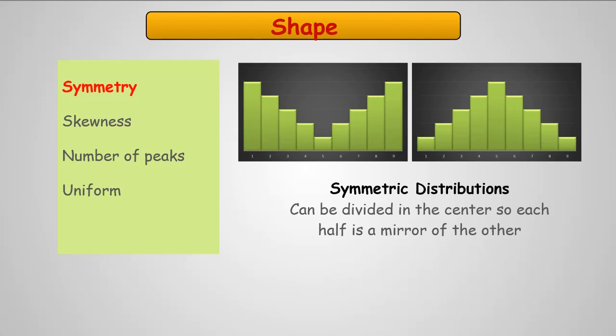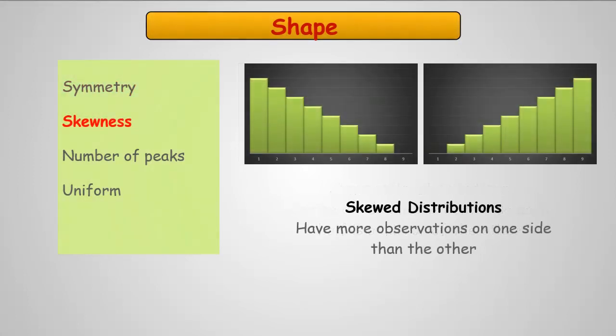Symmetry can be divided in the center so that each side looks like half of the other side. The symmetry can be positive or negative, as you see from both the left and right in this example. A skewed distribution is one that has more observations on one side than the other. Looking at the left-hand chart, you can see it's skewed right. There are more observations. And on the right-hand image, that would be skewed left.